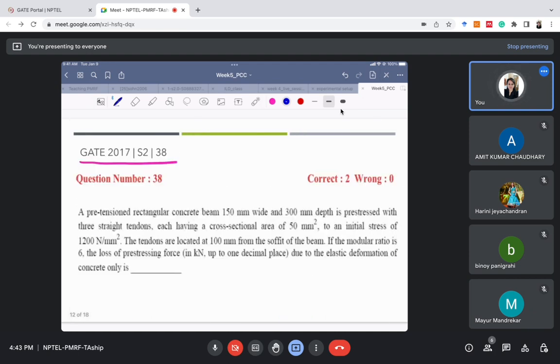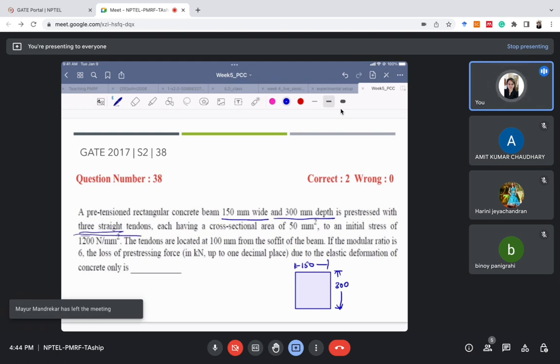Now a similar question came in GATE 2017 related to this elastic deformation. Okay, I want you to try it yourself for just 2 minutes, and then I'll solve it. Whatever answer you could get in that 2 minutes, you can tell me whatever step you are in. Okay, so the question is, a pre-tensioned rectangular concrete beam of 150 mm wide and 300 mm in depth. So there's a concrete beam which is given to you. Very, very similar question. So 150 is the width and 300 mm is the depth.